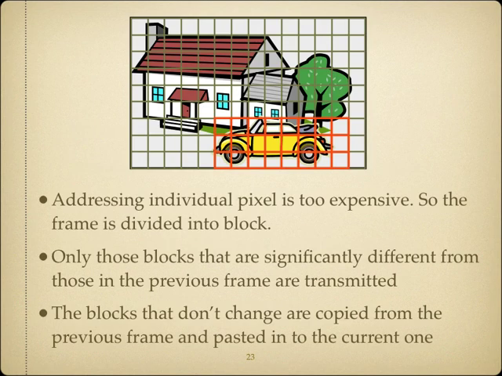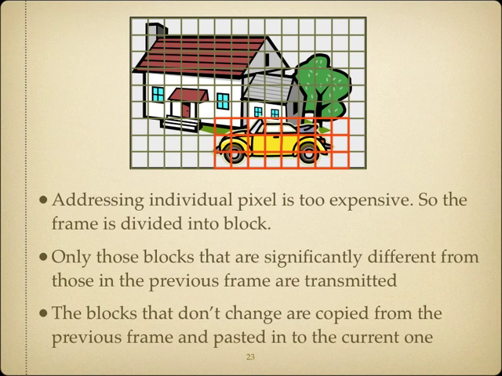Now, it turns out that if you were to address each individual pixel in an image, the addresses of the pixels would be so long, you wouldn't really gain anything. So what we do is we break the current frame up into blocks, and then we specify block by block whether it's changed or not.